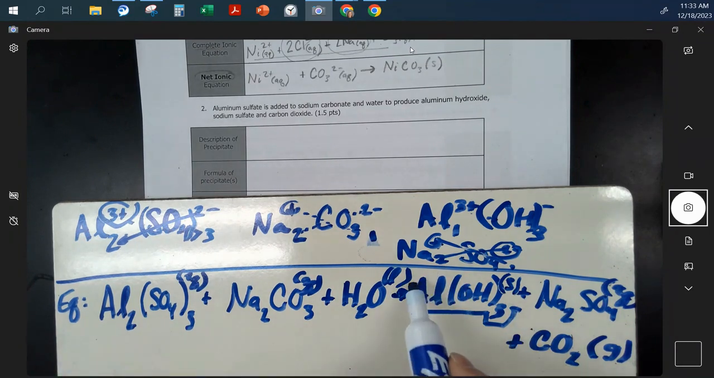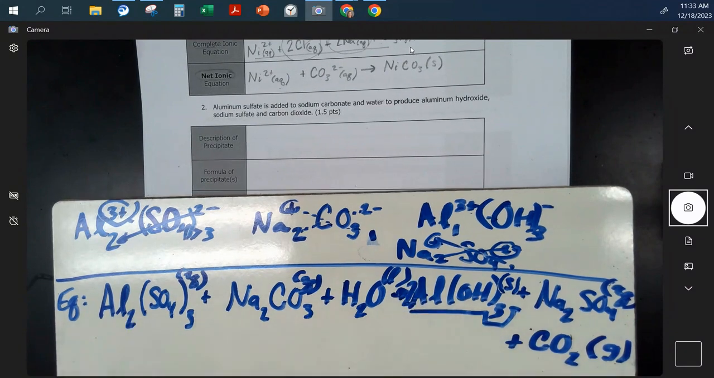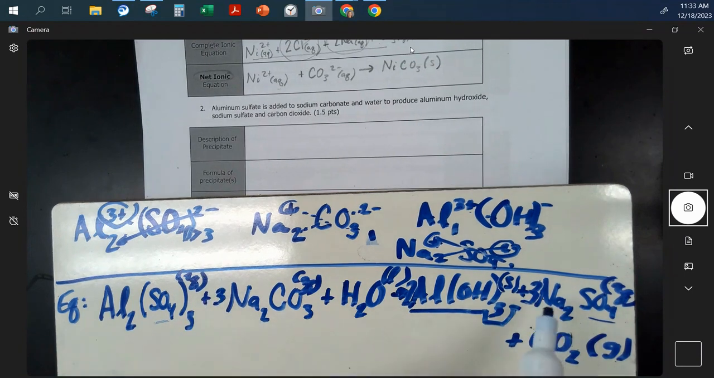So we just need to kind of play around with this. We need 2 aluminum, so I'm just going to put 2 here. 2 aluminums, 2 aluminums. I'm going to balance sulfate as an ion because this should work out. Sometimes it doesn't, but this one should work out. So we got 3 sulfates here. I'm going to put a 3 here. Now I have 3 sulfates, 3 sulfates. I also have 6 sodium, so I'm going to put a 3 here. That's going to give me 6 sodium, 6 sodiums. That kind of messed up my carbons, so I'm going to put a 3 here. I'm just kind of blindly doing this. So we've got 3 carbons.